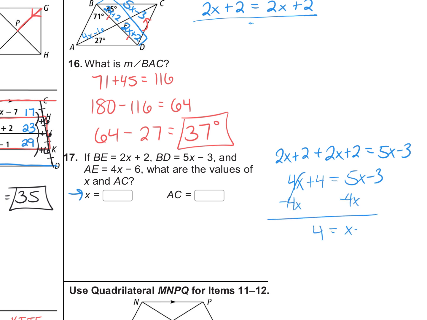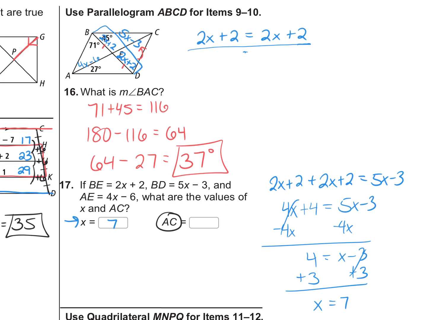4 equals x minus 3. So what do we get for x? Yep, x equals 7. Now, next order of business, it wants us to find AC, which is this whole thing here. How can we do that?